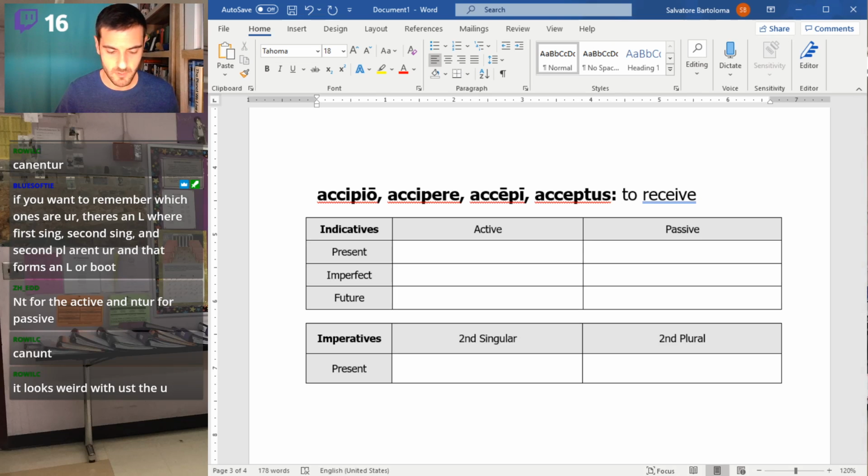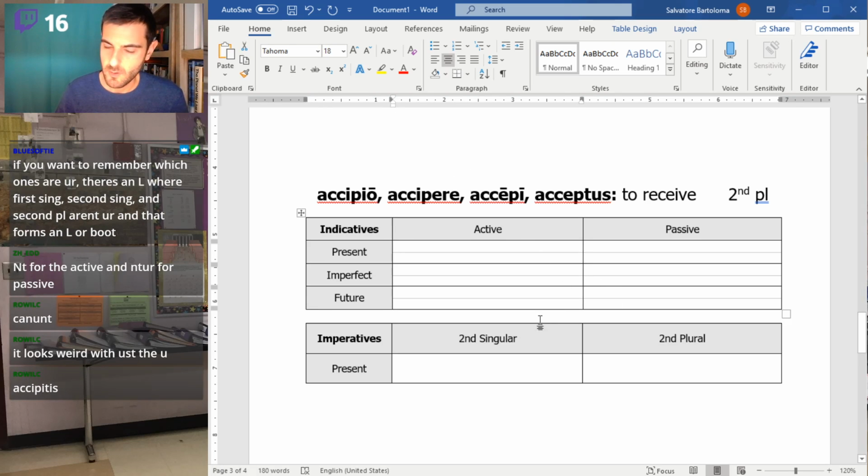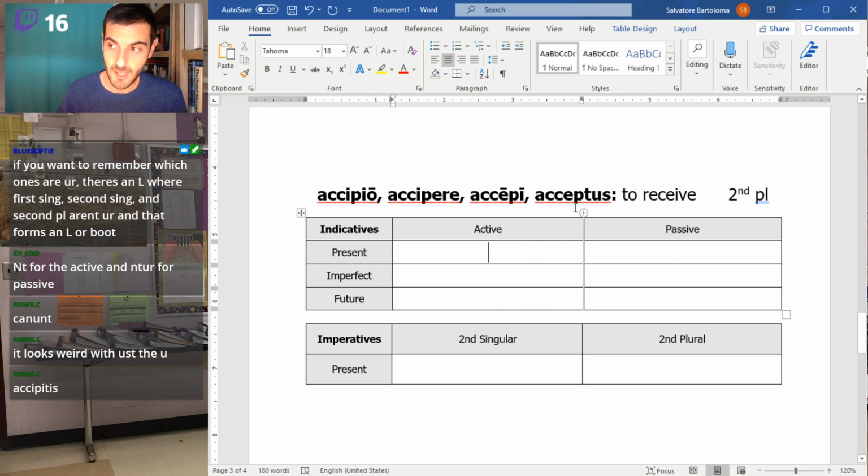And let's start with second plural. So this verb is third IO. Third and third IO, the patterns are going to be really similar as long as every form has an I. So accipitis and accipimini, we got I's. We're good to go.